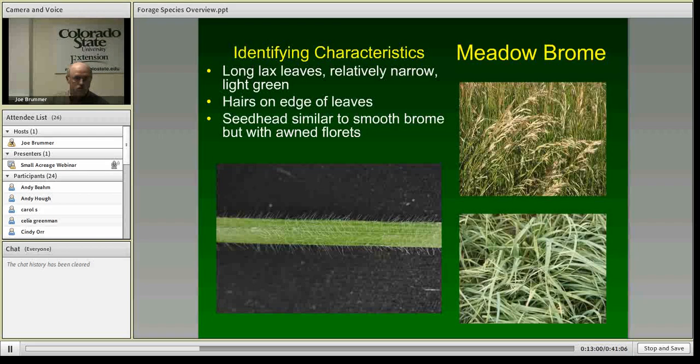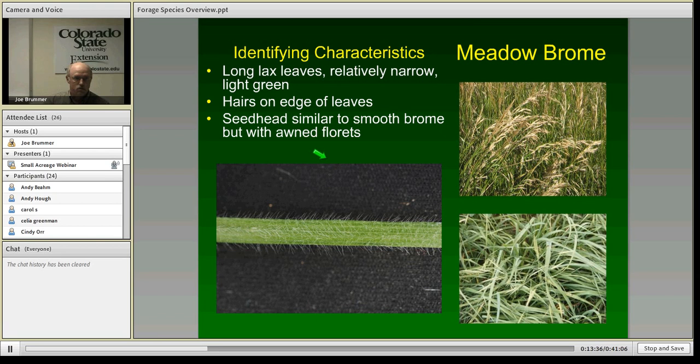Some of the identifying characteristics, again, very long, lax leaves. The leaves can get up to 20, 24 inches long at times. They're going to be relatively narrow, and again, kind of have that light green color. One of the really distinguishing characteristics of meadow brome is in this photo here in the lower right. The leaves tend to be very hairy, especially along the edges, and even at a distance you can tend to identify meadow brome because in the sunlight, those hairs give this shimmer to it, and again, it's very easy to identify.